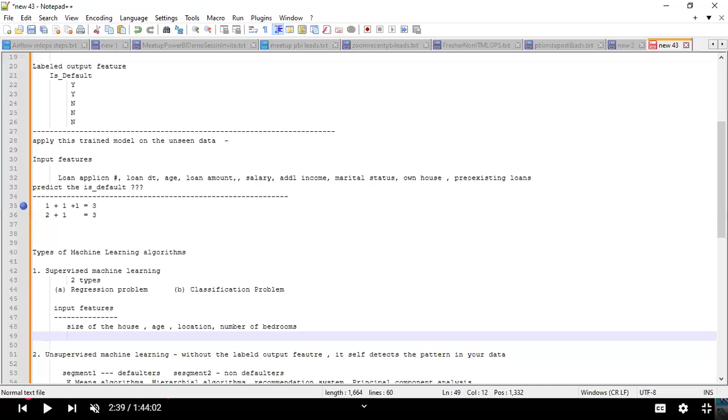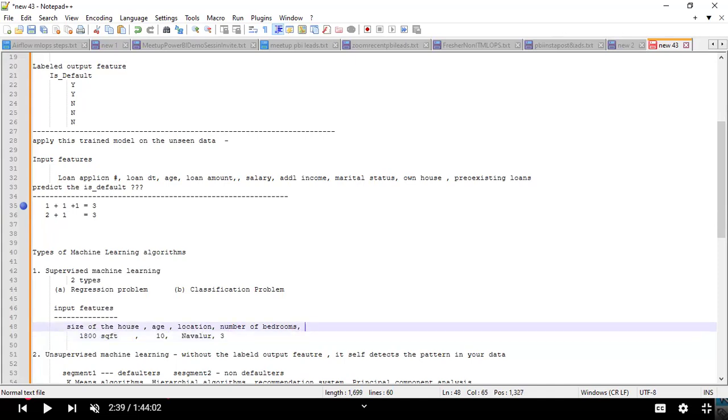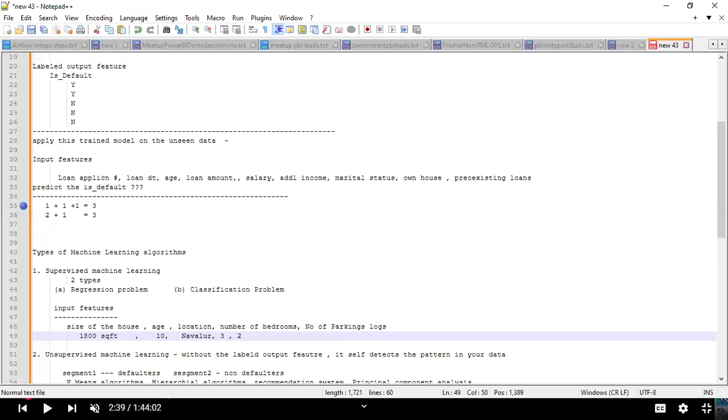The size of the house is, let's say, 1,800 square feet. Age of the house is, let's say, 10 years, and location is Navalur. And the number of bedrooms, let's say 3 is there. Okay, and number of parking lots is also there, right? Let's say you have two parking lots. One is closed, the other one is open parking. Okay, this is for one house.